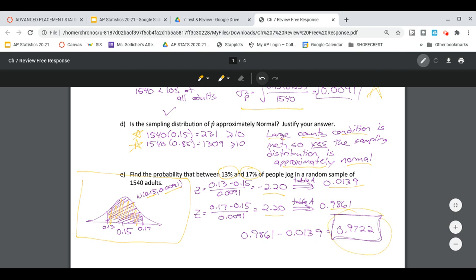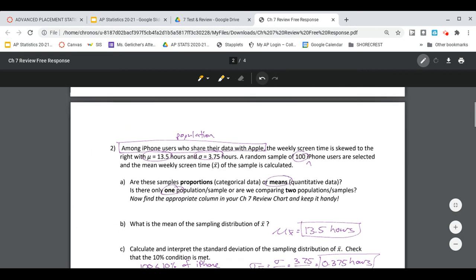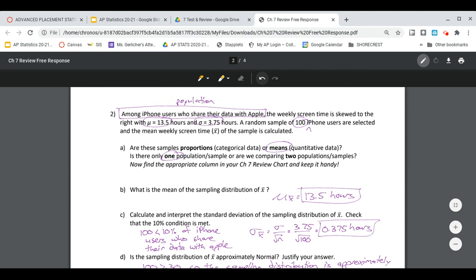Okay. So I went through that in a lot of depth. I'm going to go through the other three a little bit faster. So in this case, we see that we have means, and we're talking about mean weekly screen time. So we know it's a mean situation. And again, it is one sample. We're only interested in iPhone users who share their data with Apple. There isn't a different group of people we're also interested in. Okay, so we're looking at one sample means, which is the first column on the second page.